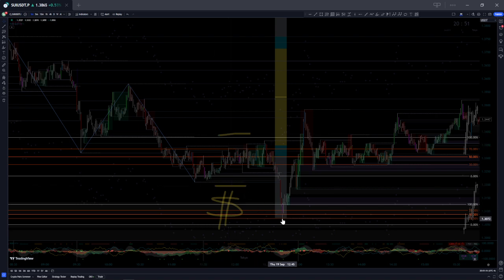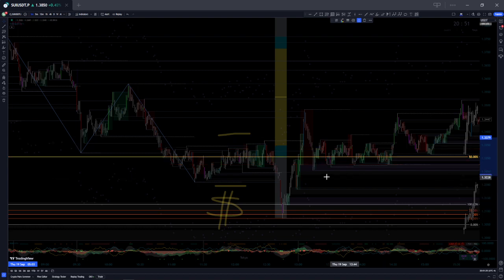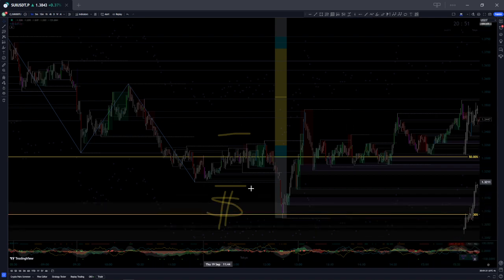After hitting this and after pushing up like this, let me put this back to 50 to make it clean. All right, so after pushing up like this and breaking the structure, a strong structure break here, this was my goal.